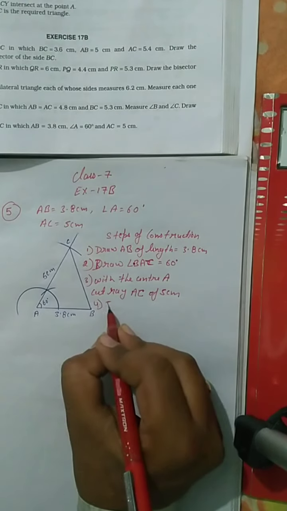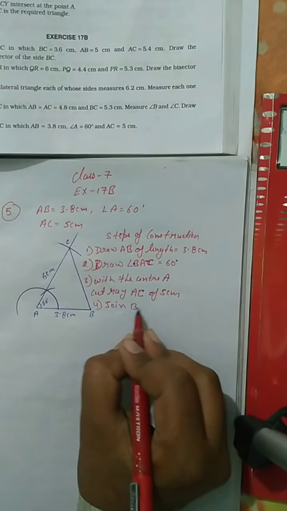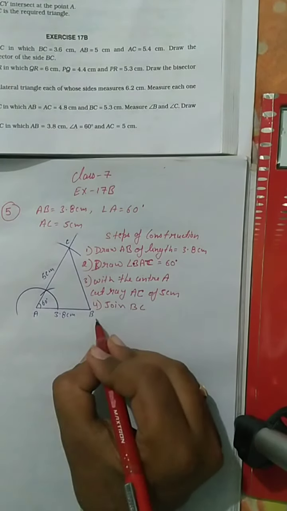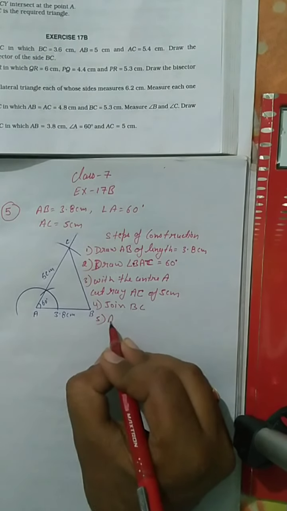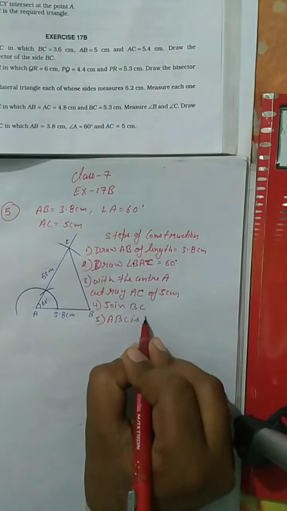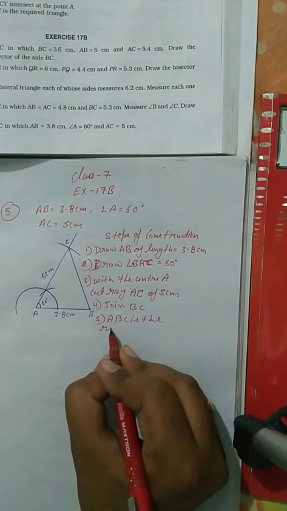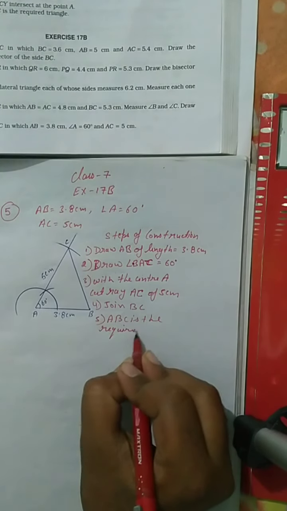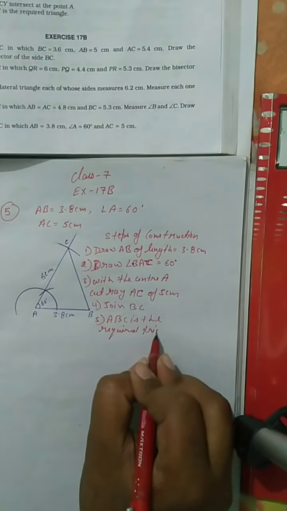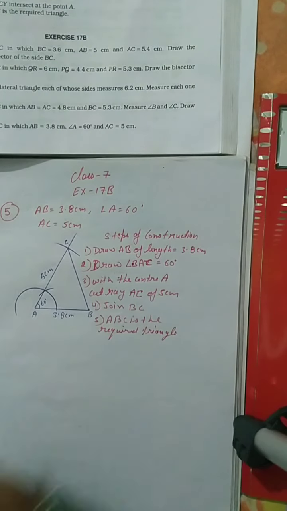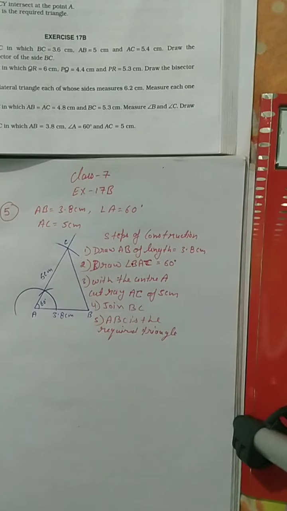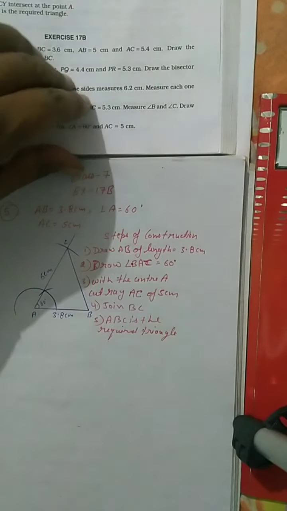Then fourth, join BC, right? Fifth, ABC is the required triangle. This is your step of construction. You also have to write the steps of construction.